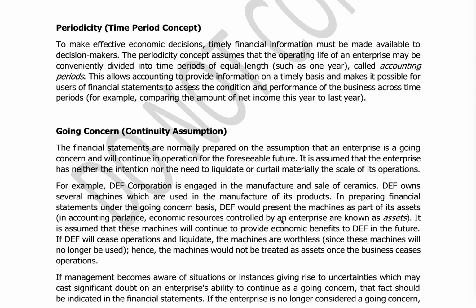The periodicity concept assumes that the operating life of an enterprise may be conveniently divided into time periods of equal length. And the most common division of periods is 1 year, annually. And what do you call that? That is the accounting period. This allows accounting to provide information on a timely basis.